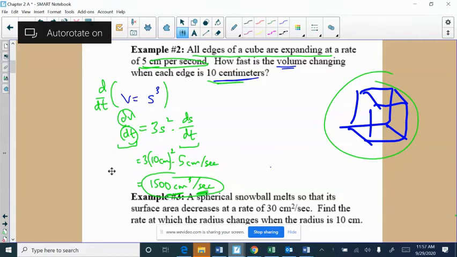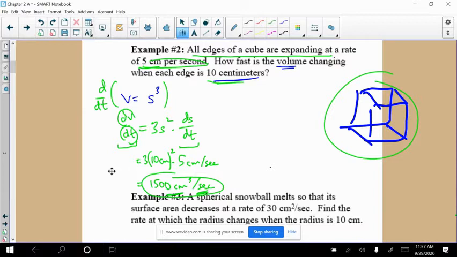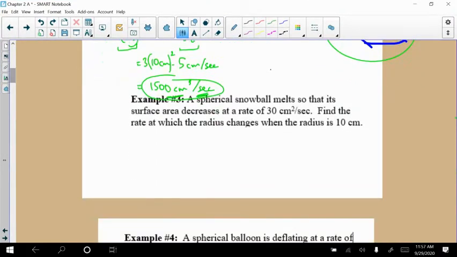So let's look at another example here of a related rates problem. And I still see that exciting cube that I was able to expand. That made me really happy. Okay, so the next example, example 3, is dealing with a snowball, and we have to assume that the snowball is perfectly spherical. And it says spherical. Okay, so that's good.